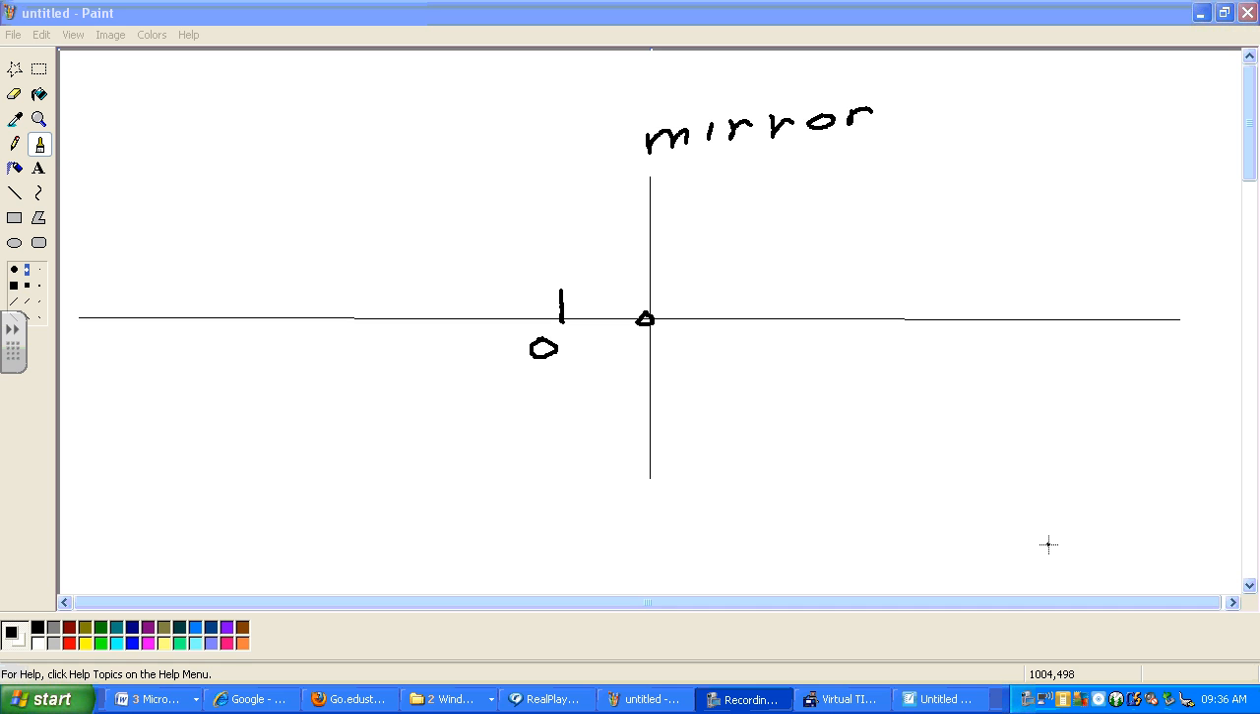This is a converging mirror. So that means that the focal point is on the same place as the object. So mark out 15 centimeters, which I get here. And mark out 30 centimeters, which I get here.